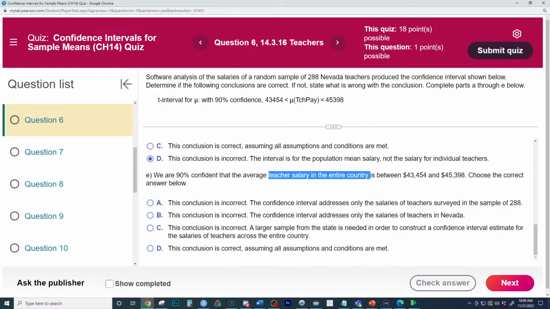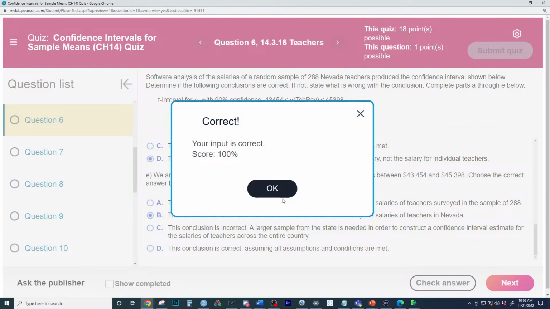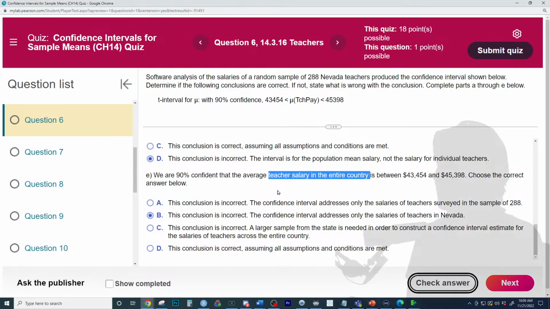Real question, I don't think I have a good example of one. Good question, Blake, right there. We'll have to do it maybe next office hours. We'll do some project. The conclusion is incorrect. The confidence interval addresses only salaries of teachers in Nevada. This is a scope issue of context.